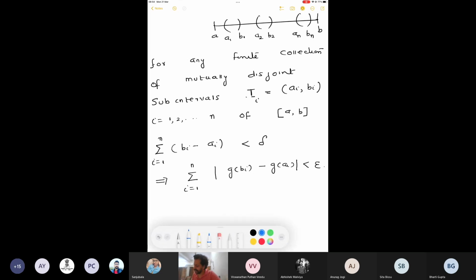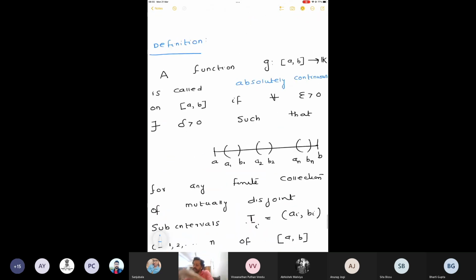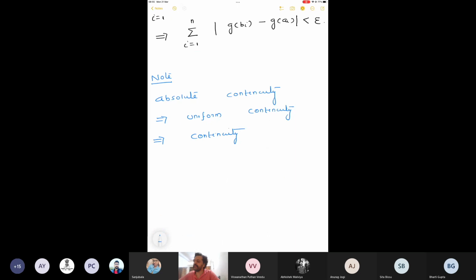So I will not explain much. Note: absolute continuity from the very definition implies uniform continuity. And already you know from real analysis that uniform continuity implies continuity. And in fact, if you are working with a closed interval AB, there is no distinction between uniform continuity and continuity.